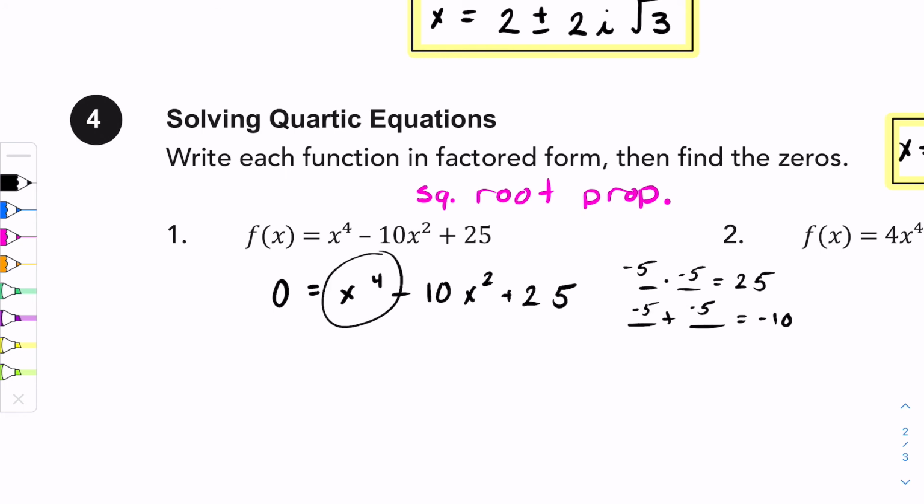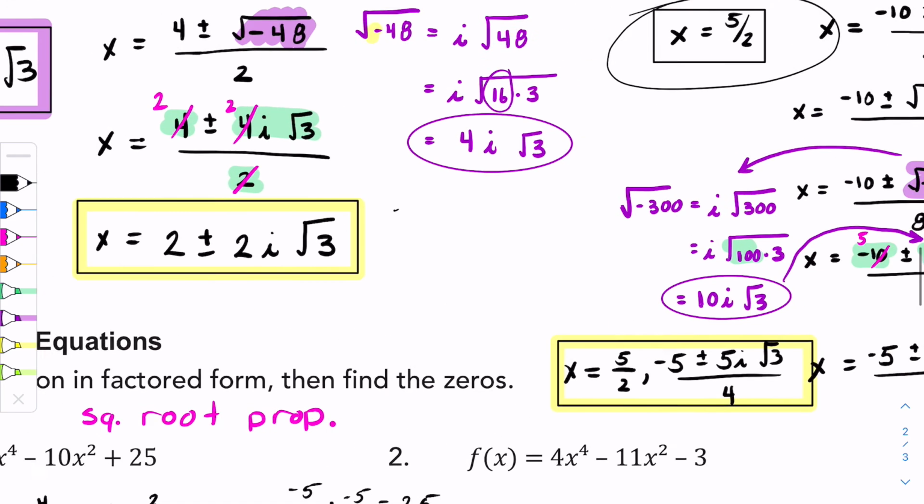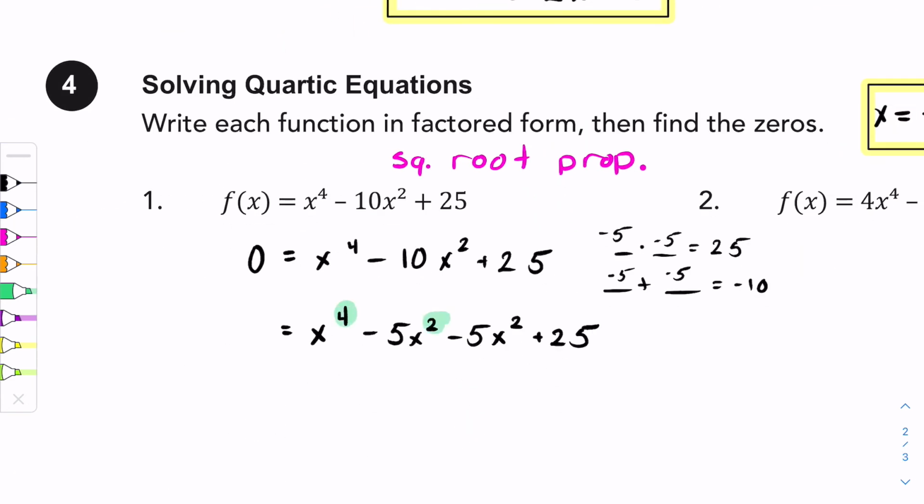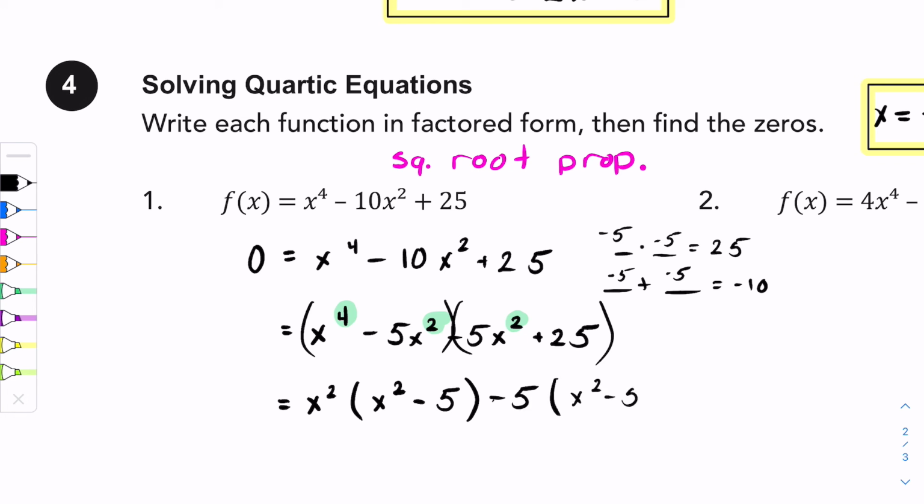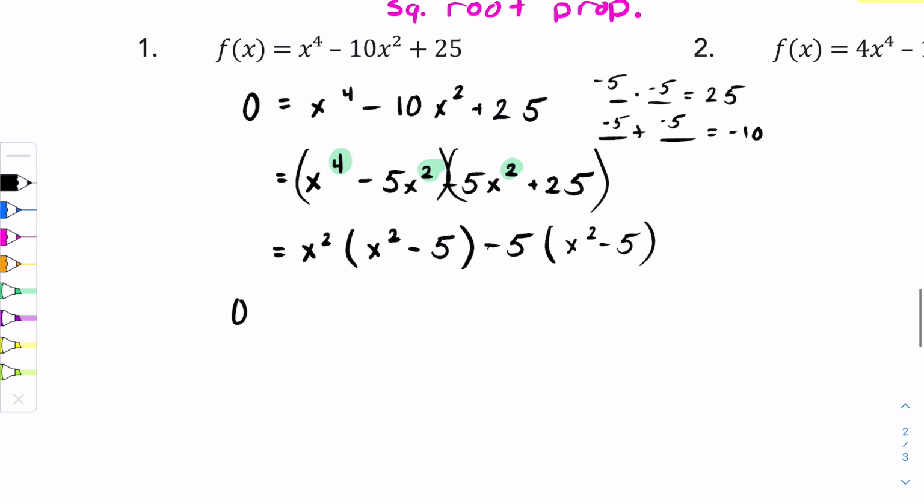So using the correct exponents, I'm going to rewrite this as x to the fourth minus 5x squared minus 5x squared plus 25. Again, those exponents are crucial. You cannot mess these up. When I group my first two and my last two terms, the GCF of the first group is x squared. Left over is x squared minus 5. GCF of the second group is negative 5. Left over is x squared minus 5. When I write these together, I have a factor of x squared minus 5 and another factor of x squared minus 5.